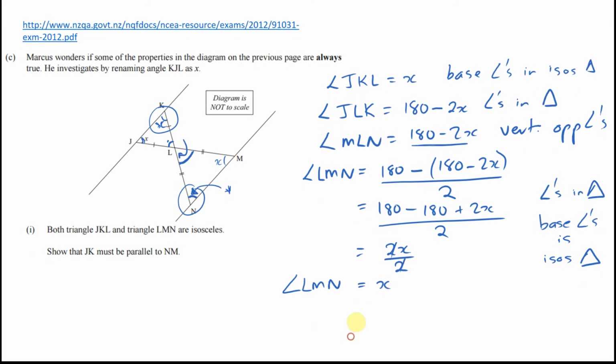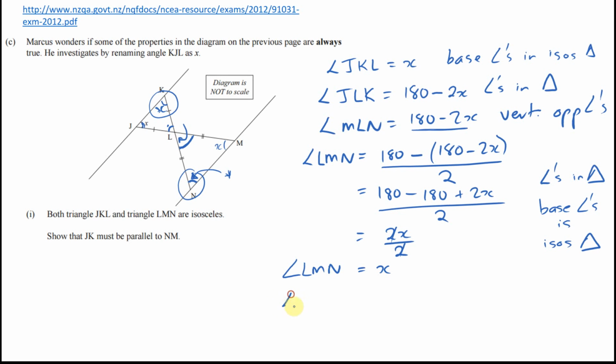So if we just finish off our proof here, what we can say is angle JKL is equal to angle LNM, and we can say that those two angles are alternate angles on parallel lines. Therefore, line JK is parallel to line NM.